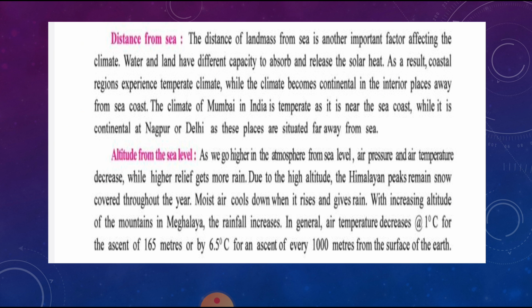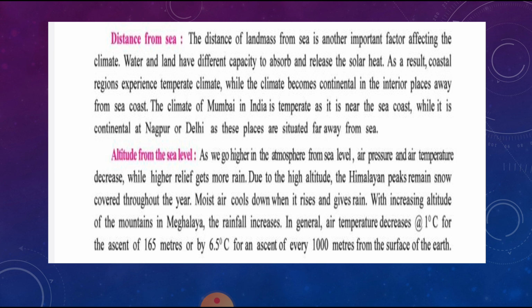Now we will see the distance from sea. The distance of a landmass from sea is another important factor affecting climate. Water and land have different capacity to absorb and release the solar heat, and as a result, coastal regions experience temperate climate, while the climate becomes continental in the interior places away from the sea coast. The climate of Mumbai in India is temperate as it is near the sea coast, while it is continental at Nagpur or Delhi, as these places are situated far away from the sea.